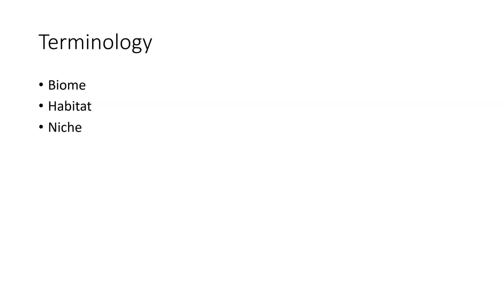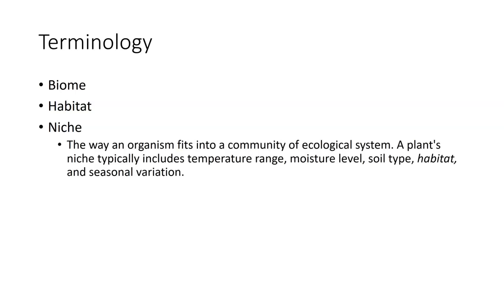We also talk about a niche. Some people call this a niche. It comes from the German and has two pronunciations. A niche is the way an organism fits into a community or ecological system. A plant's niche typically includes temperature range, moisture level, soil type, habitat, and seasonal variation. So you're actually seeing that it brings in a lot of abiotic parts that determine where it's going to fit in.